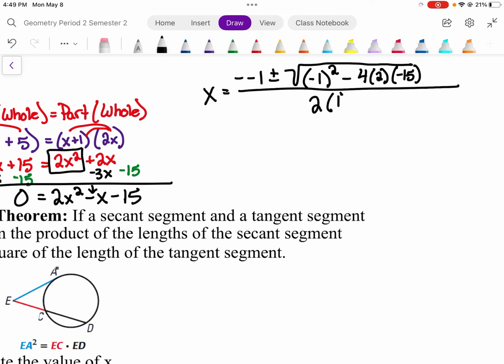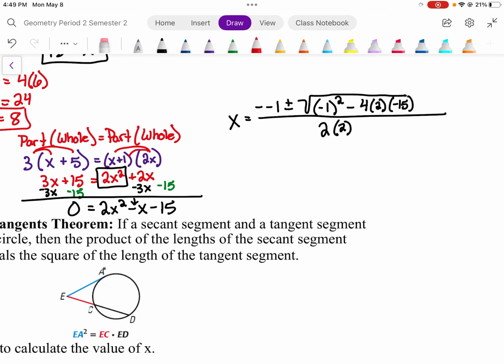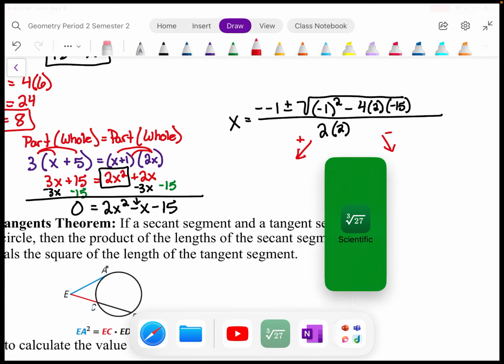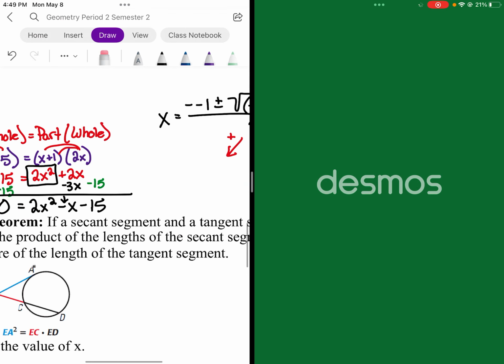All over 2a, or in this case, 2 times 2. So remember, to get your two different answers, you are going to take it where you add the square root and then where you subtract. And I always recommend doing the top part separate from the bottom.